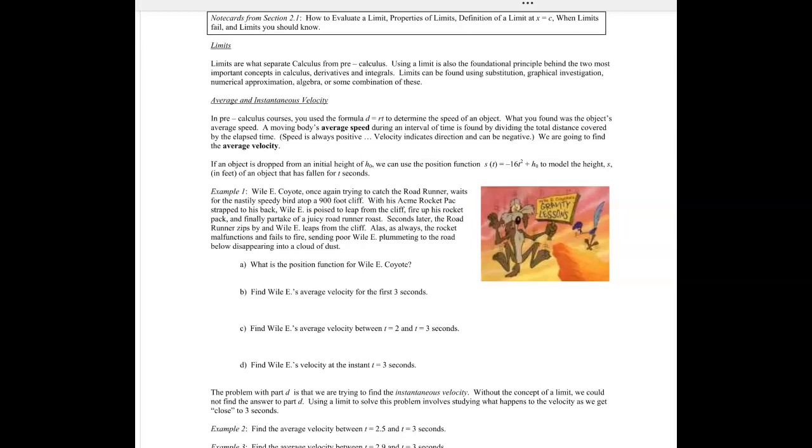If an object is dropped from an initial height, which is h of 0, or h sub 0, we can use the position function s of t equals negative 16 t squared plus h sub 0 to model the height s in feet of an object that has fallen t seconds. Alright, so that was a lot. Basically, we're talking about something called average velocity.